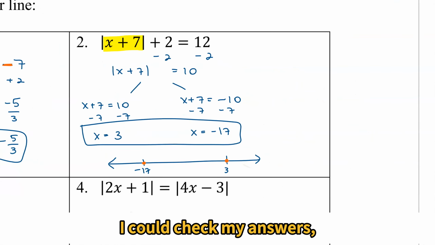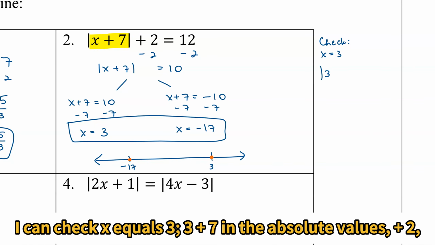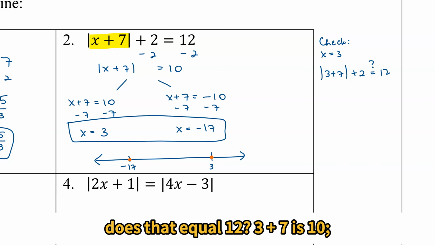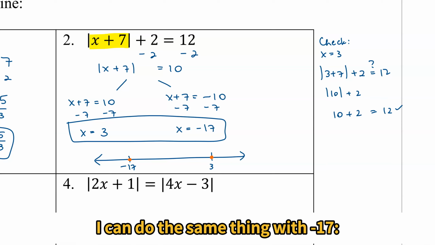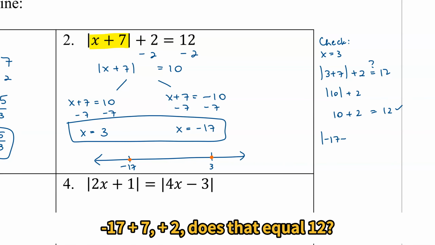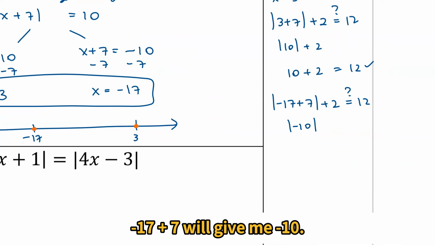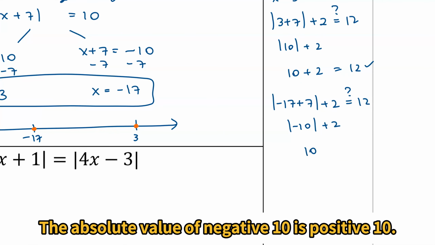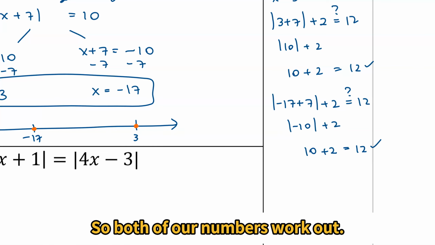I could check my answers, and I'll do that here onto the side. I can check x equals 3. 3 plus 7 in the absolute values plus 2. Does that equal 12? 3 plus 7 is 10. Absolute value of 10 is 10. 10 plus 2 is indeed equal to 12. I could do the same thing with -17. -17 plus 7 plus 2. Does that equal 12? -17 plus 7 will give me -10. The absolute value of -10 is +10. And 10 plus 2 also equals 12. So both of our numbers work out.